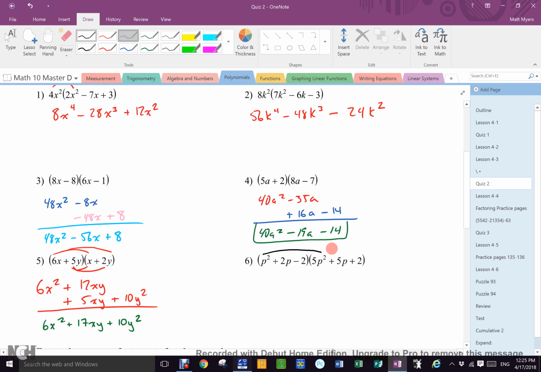P squared times 5p squared is 5p to the 4th. Plus 5p cubed. Plus 2p squared. Everybody good with the first one? Yes. Great. Then we do the second one. 2p now has to go all 3 times. So that's plus 10p cubed plus 10p squared plus 4p. That's the second one.